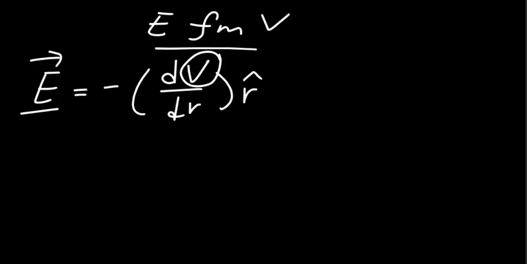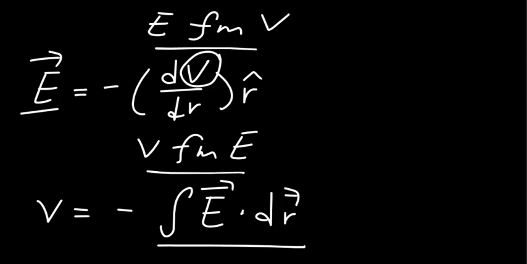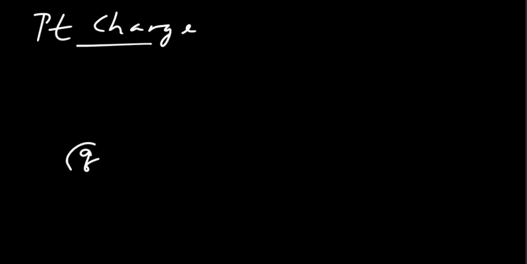If you want to go the other way around, you want to determine electric potential from electric field, then the expression would simply become minus the integral of E dot dr. So this involves an integral, which is harder by comparison to do compared to a derivative. Let's see how this works. Assume you have a point charge. So the system that we are dealing with is a point charge, Q.